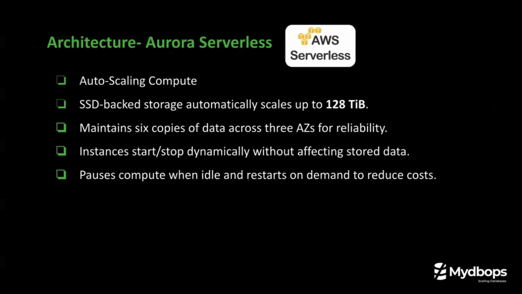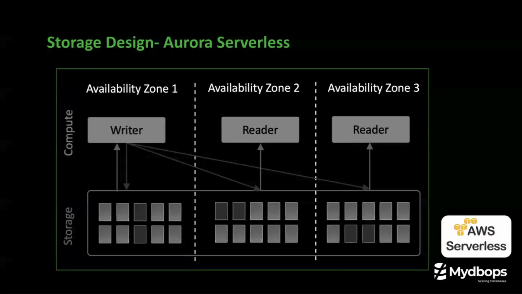Aurora Serverless is a bit different from both RDS MySQL and standard Aurora. While RDS and Aurora require fixed instances, Aurora Serverless automatically scales compute resources based on demand. Same as Aurora, Serverless also uses shared SSD-backed storage that expands up to 128 terabytes and maintains 6 copies of data across three availability zones. The key advantage is that Aurora Serverless automatically starts and stops instances based on demand, which is not there in Aurora, as we saw earlier.